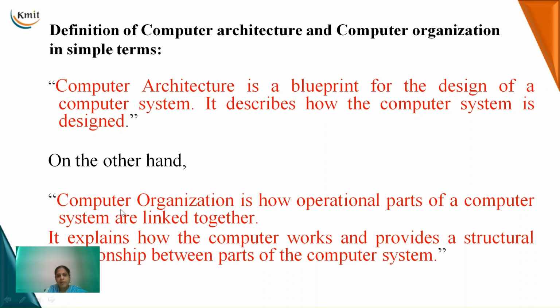On the other hand, if you look at computer organization, this is how the operational parts of the system are linked together. The peripherals or the individual components of your computer, how they are being linked together, and it also explains how the computer works, and it provides a structural relationship between the parts of your computer system. So this is all about computer architecture and computer organization.